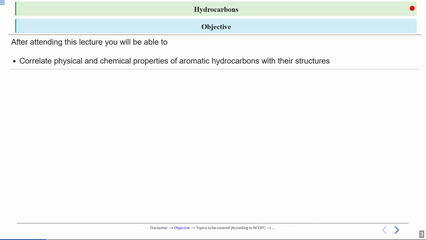Now, what are we going to do? We are going to correlate the physical and chemical properties of aromatic hydrocarbons with their structure. This means we will explore how the arrangement of atoms in these molecules affects things like boiling point, melting point, and how they react with other substances.